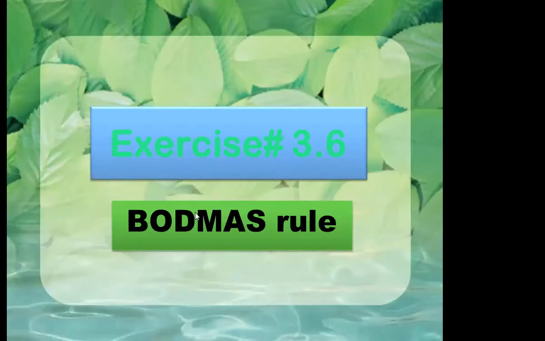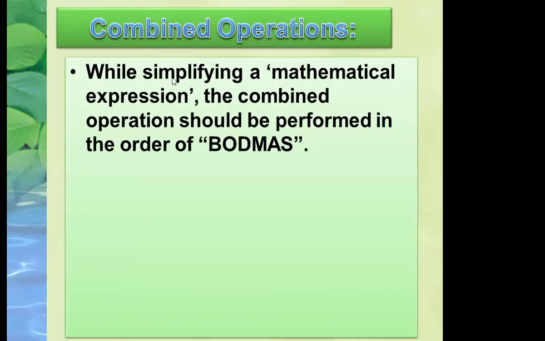But first, you should know what is BODMAS rule. Combined operations. What are combined operations? While simplifying a mathematical expression, the combined operation. What is meant by combined operation? Combined operation means addition, subtraction, multiplication, division, and brackets. All of them are present in a single expression. Okay, if you have everything in a single expression, that means you have a combined operation. So if you want to solve the combined operation, it should be performed in the order of BODMAS.